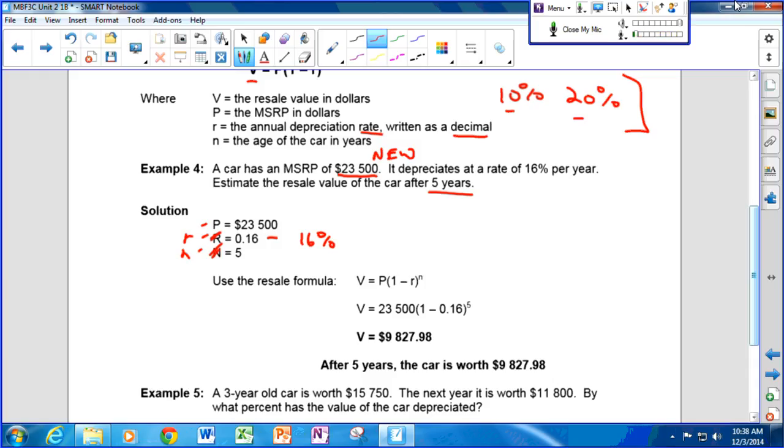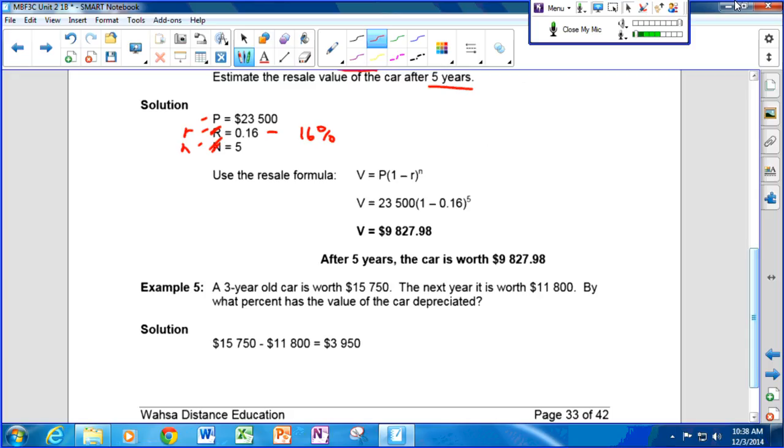All right, so we're just going to plug everything into our formula here. I think they've done it pretty much the same way I would do it. That doesn't look like a dollar sign, but that's what it is. Then you just run it through. It's very similar to the compound interest formula, but we're doing it kind of backwards. So it's 1 minus r, not 1 plus. Watch that. After 5 years, the vehicle is worth $9,827.